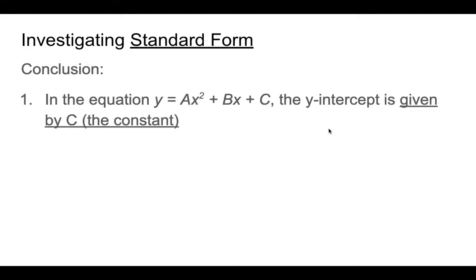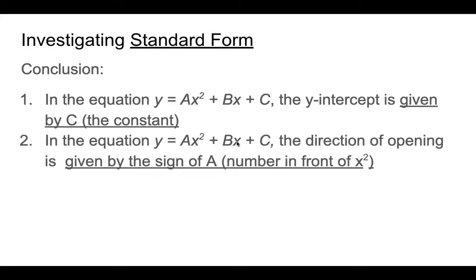So the summary at the end of the first page, when we were looking at the standard form equation: what you should have seen is, if we have an equation that looks like this, the y-intercept is given by c. So if you're asked for the y-intercept, you can just say it's whatever number is in the c position, okay?